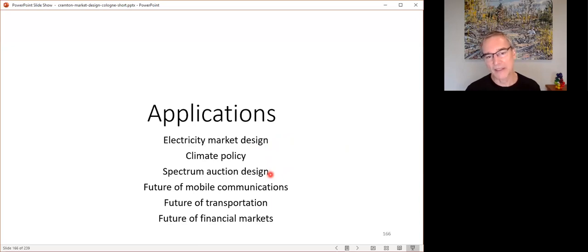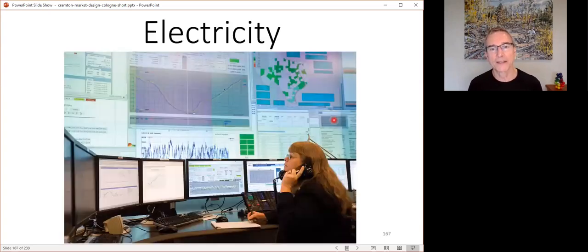I'll say a few words about spectrum auctions, almost nothing about mobile communications, a few words about transportation, and a few words about financial markets. But it's going to be very fast. So in 20 minutes, you'll just get an impression of what's going on. And like I said, in the sequel to this, we will go into each of these topics in greater length.